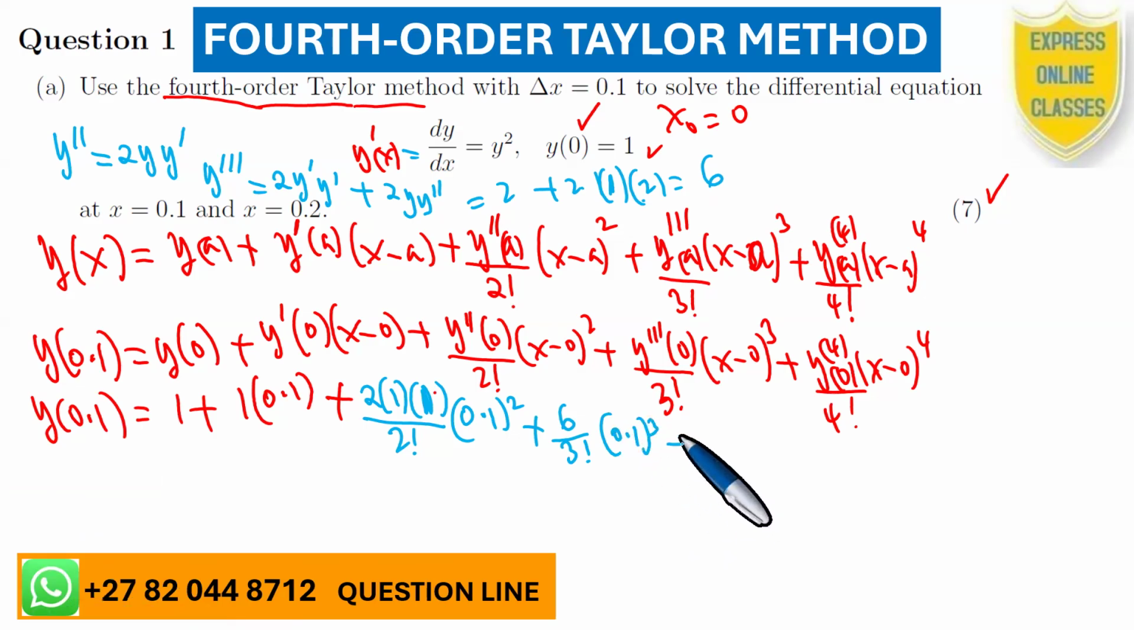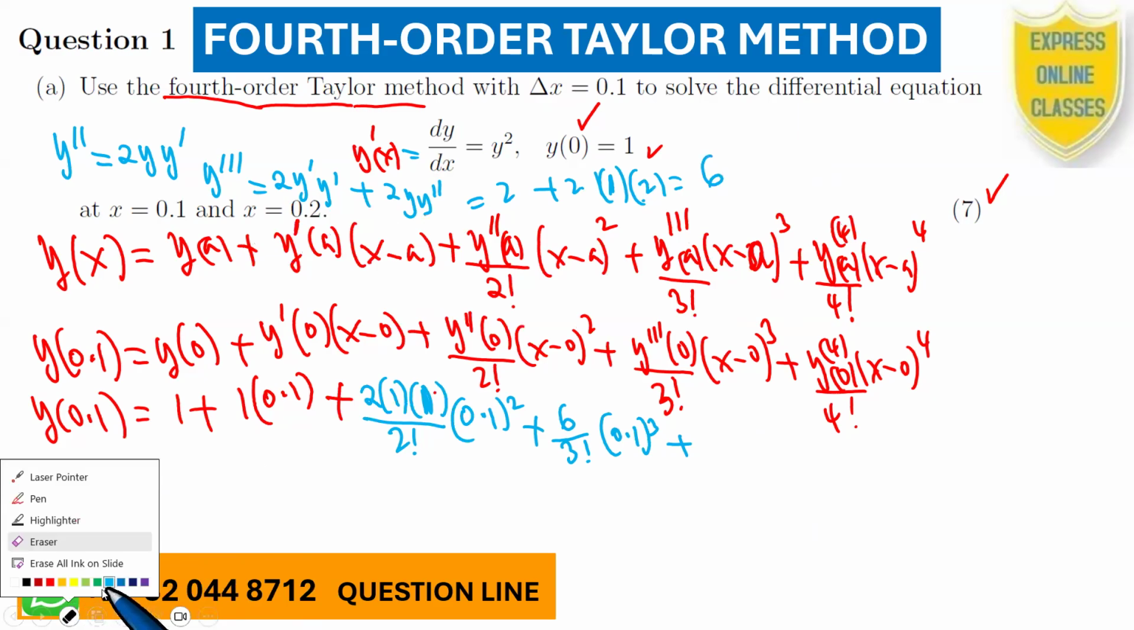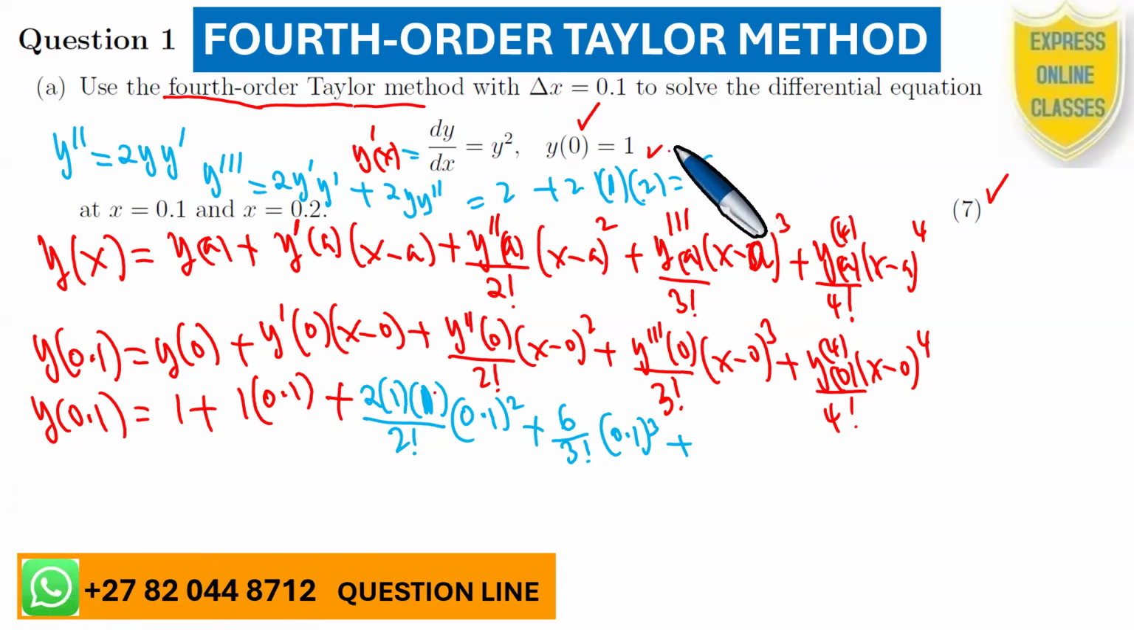0.1 cubed. Okay, let us do one more, the fourth derivative of this. So if this is the third derivative, what will the fourth derivative be? Let us do the fourth derivative, and then we are done. Once again, just practicing this method here of the fourth order Taylor.